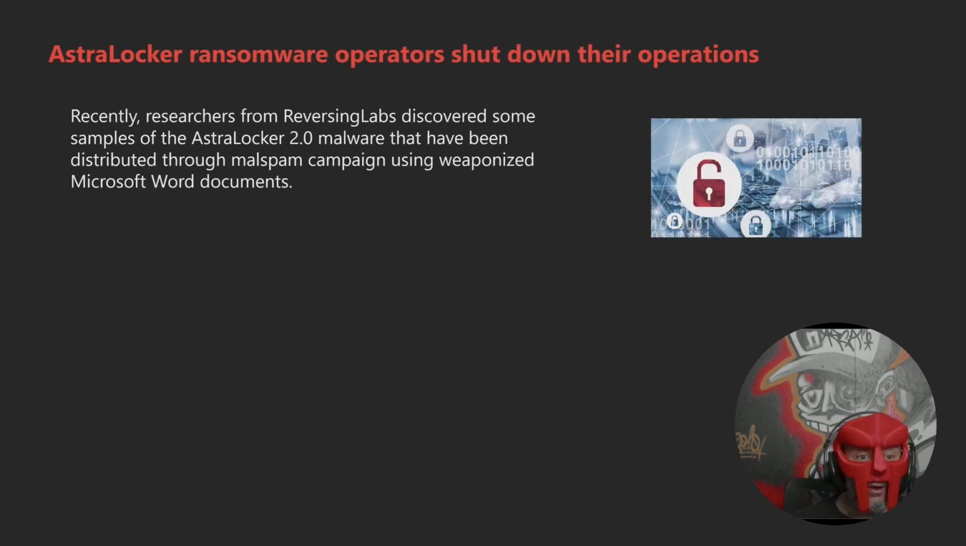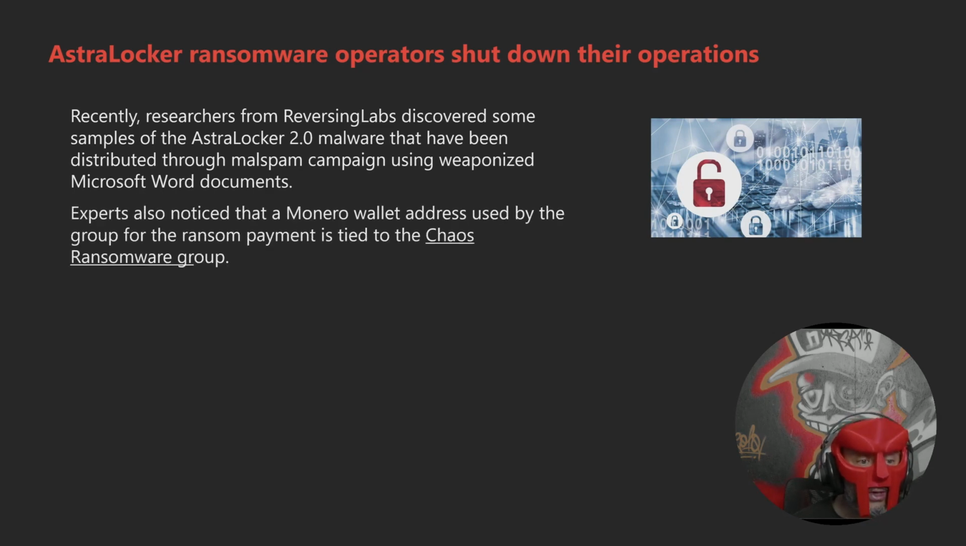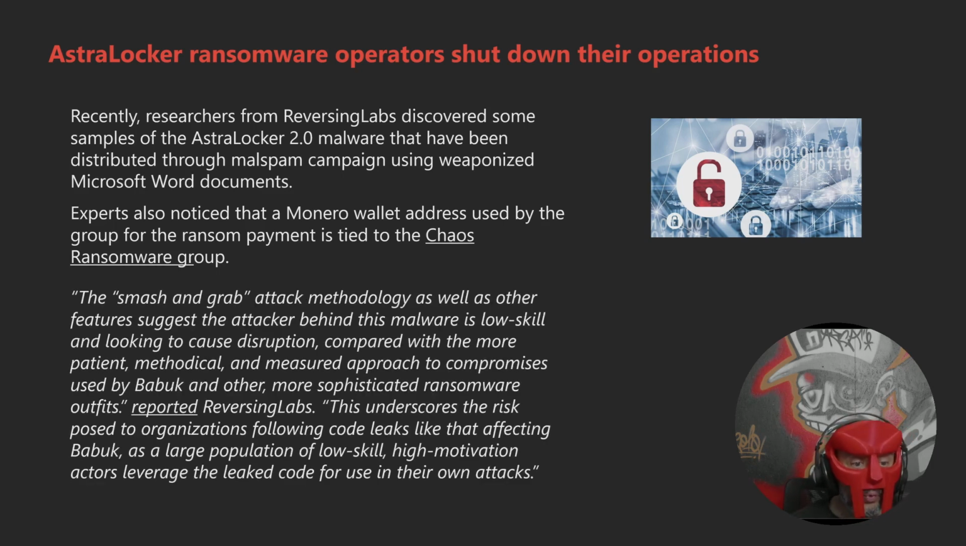Recently, researchers from ReversingLabs discovered some samples of the AstraLocker 2.0 malware that have been distributed through malspam campaigns using weaponized Microsoft Word documents. Experts also noticed that a Monero wallet address used by the group for the ransomware payment is tied to the Chaos ransomware group. The smash-and-grab attack methodology, as well as other features, suggest the attacker behind this malware is low skill and looking to cause disruption.